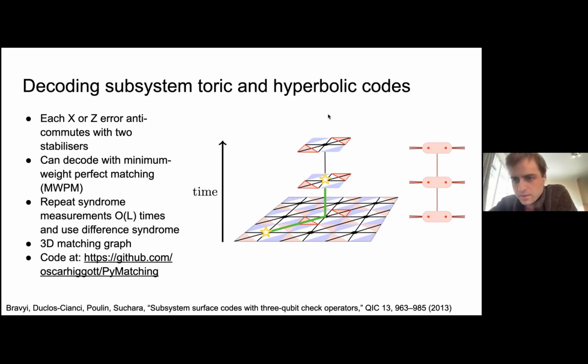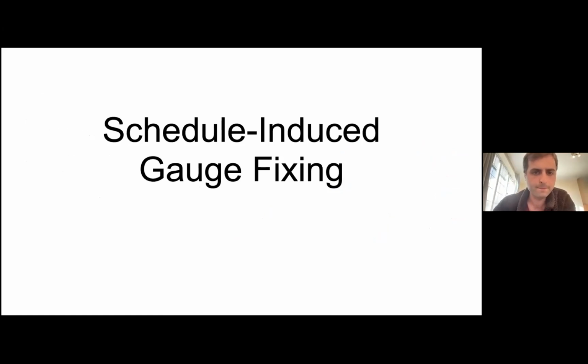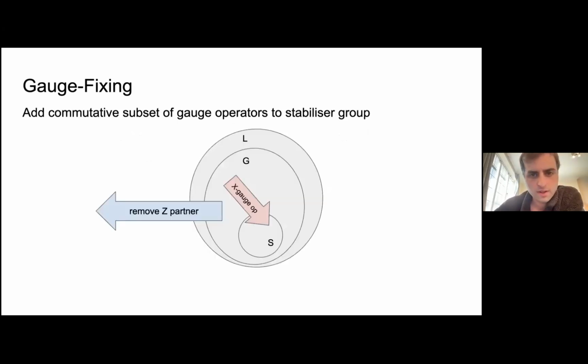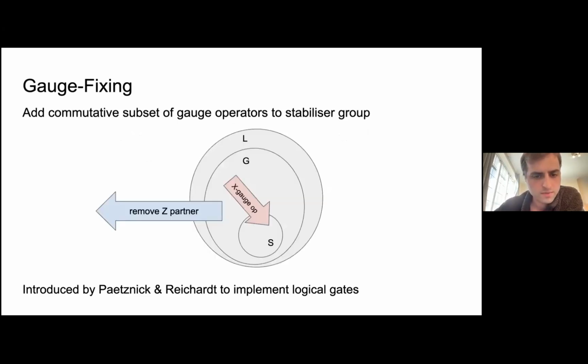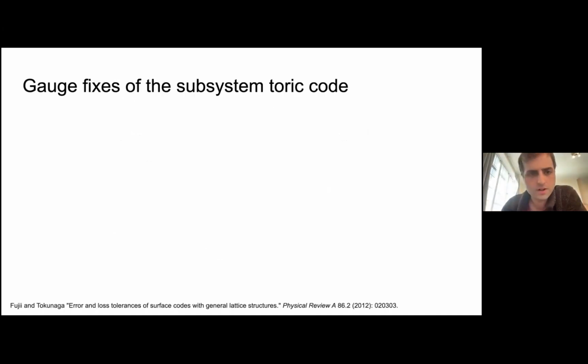And then this is just to show some notation for later on. This more abstract notation of the matching graph I'll use to explain some of the scheduling. Okay, which brings me on to scheduling using gauge fixing. Gauge fixing is when you commute a subset of gauge operators into the stabilizer group. So you essentially fix them as stabilizers, and it's been used before, for example, to implement logical gates, although we're using it to improve error correction performance.